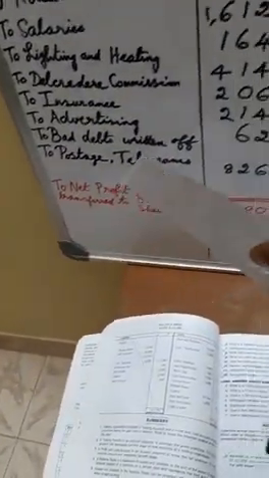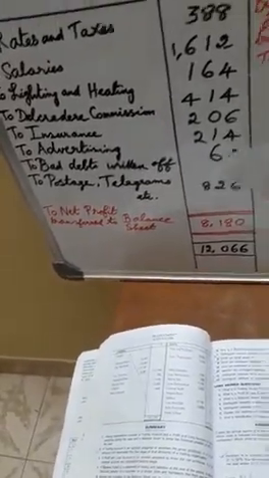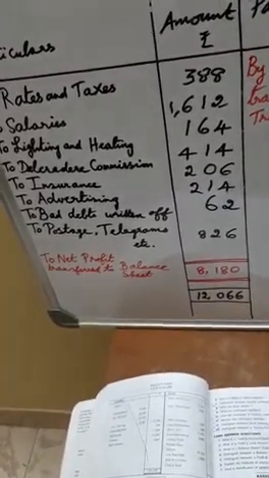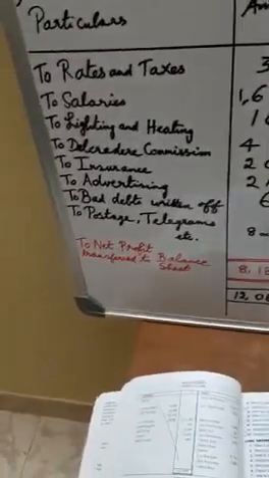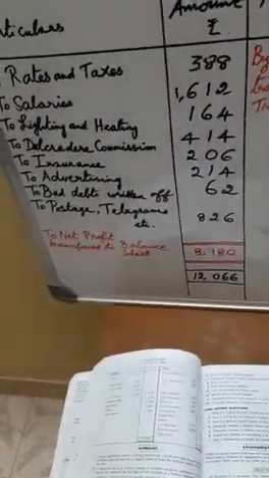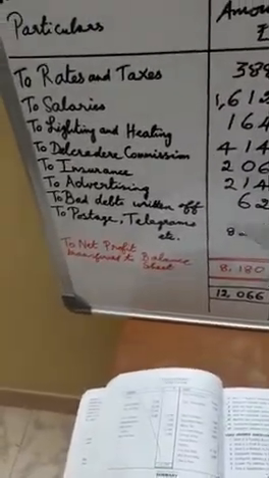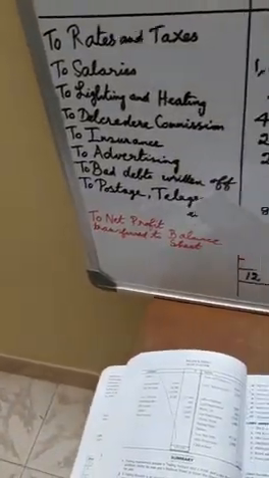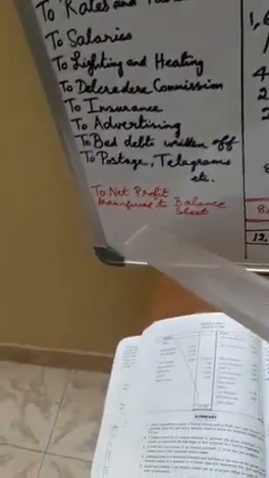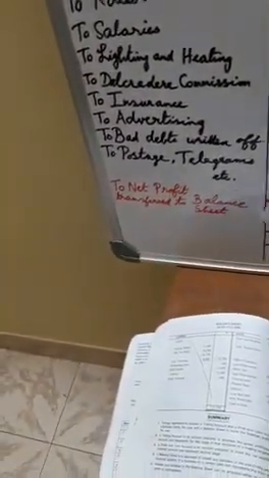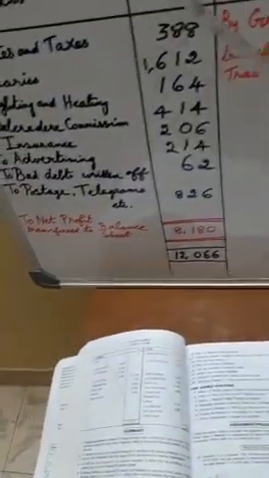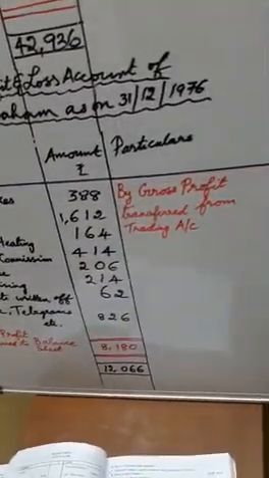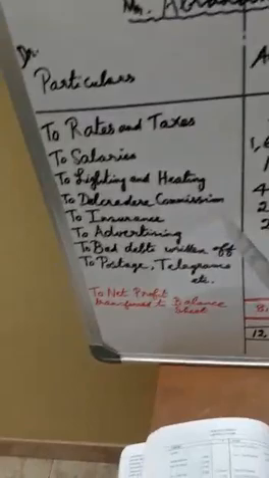To bad debts written off, 62 rupees. That means this Mr. Abraham has given some amount of money to others, loan to others, but 62 rupees he thinks will not come back to him. So they will write it off by writing it on the debit side of the profit and loss account. Then, to postage, telegram, etc. is also an indirect expense, so we write it on the debit side. The incomes are written on the credit side and the expenses are written on the debit side.